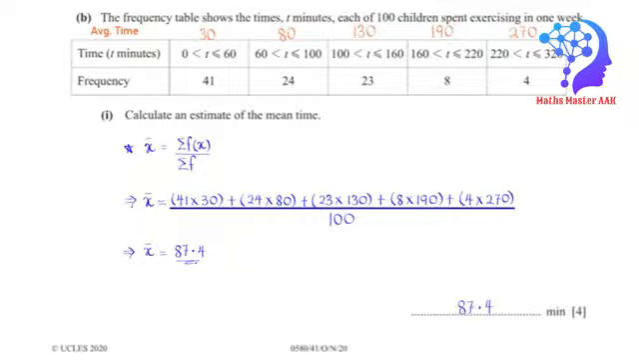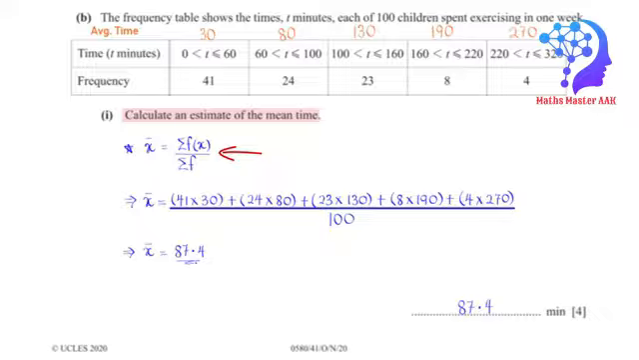The frequency table shows the times T minutes each of 100 children spent exercising in 1 week. Calculate an estimate of the mean time. The mean is equal to sigma f of x divided by sigma f. In this case, sigma f of x represents the total number of minutes all the 100 children spent exercising in 1 week, and sigma f represents the total number of children.